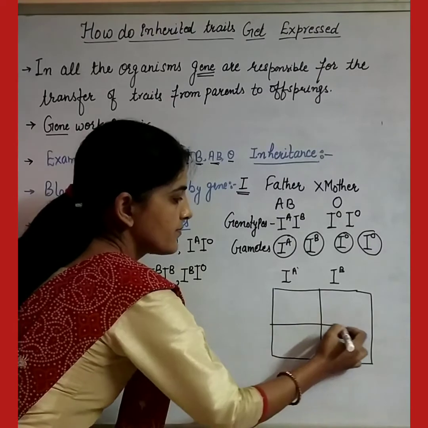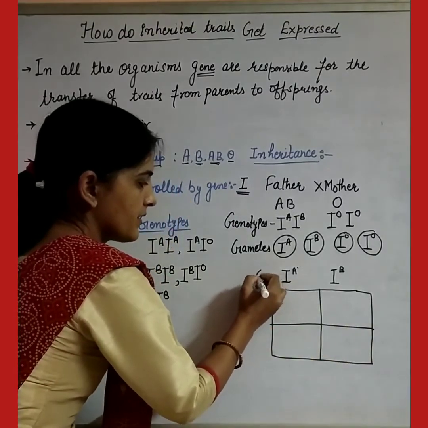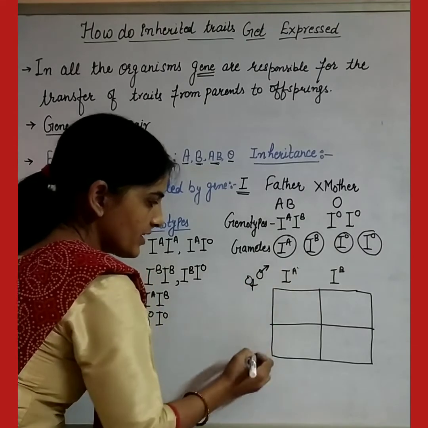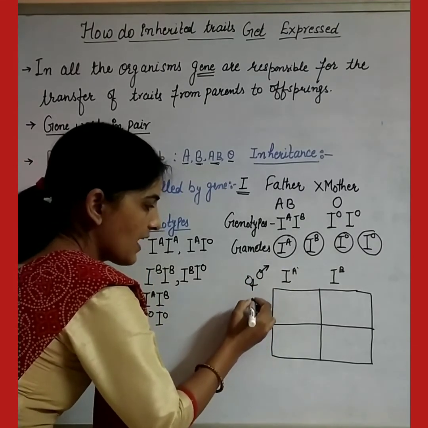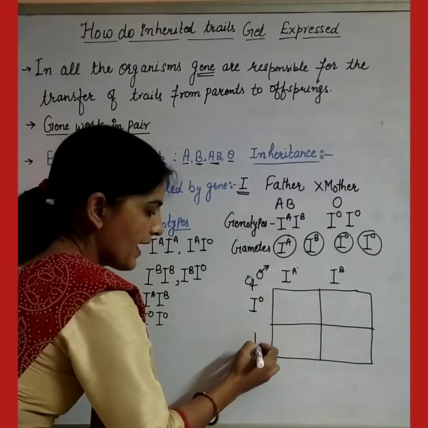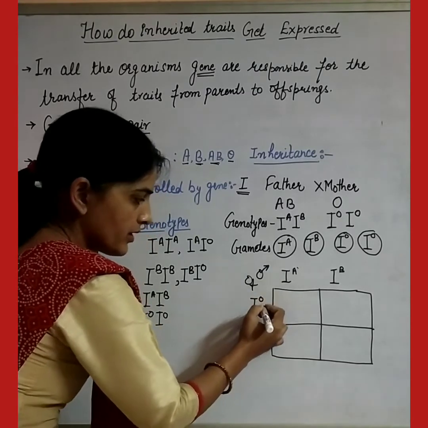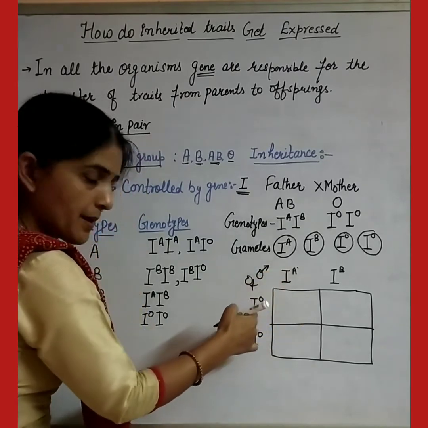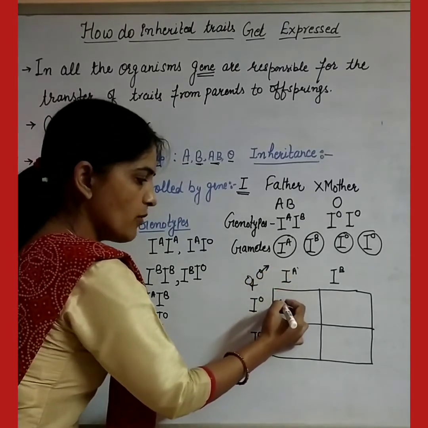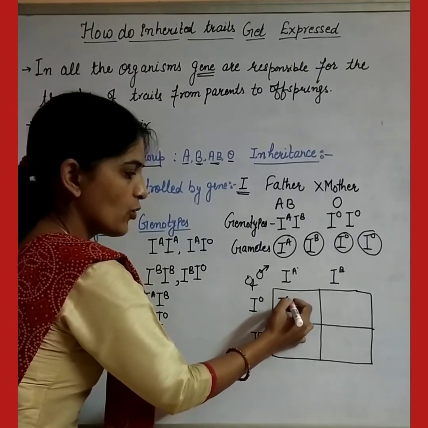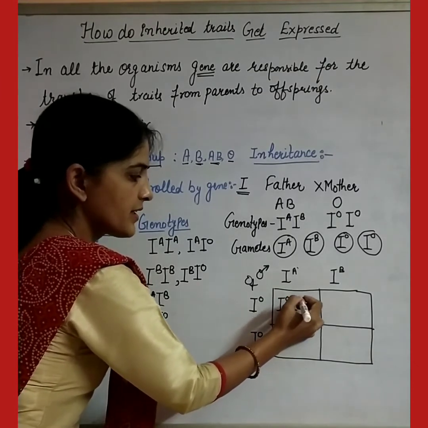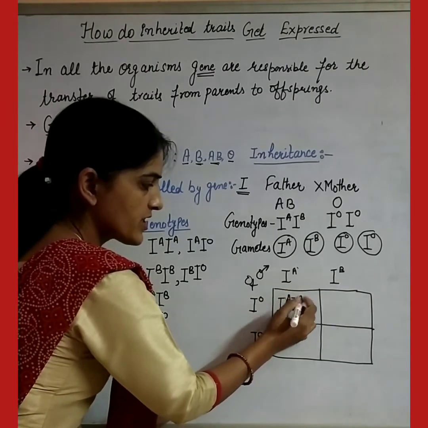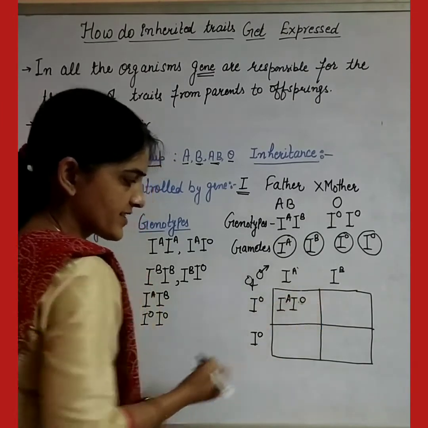Like this. These are the gametes of the father, and let's write the gametes of the mother here. That is IO and IO. If this gamete is fused with this, it forms IA, IO. We can write IA, A is the dominant, and IO like this.